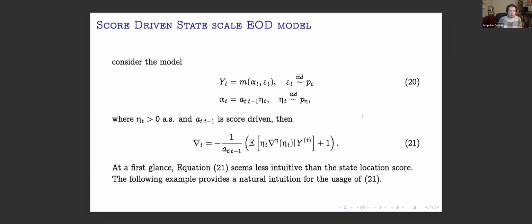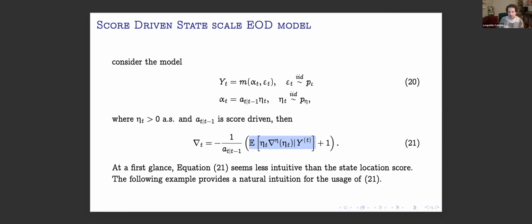Okay, what about the state scale model? Here we still have our measurement equation like before, but now the state variable is not defined in the additive way as before, but now it has this multiplicative form. And again, we have some IID shocks. If we do exactly the same as before and we compute the score, then we obtain this expression here.